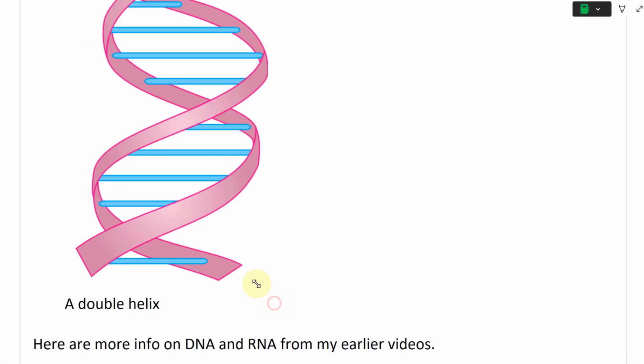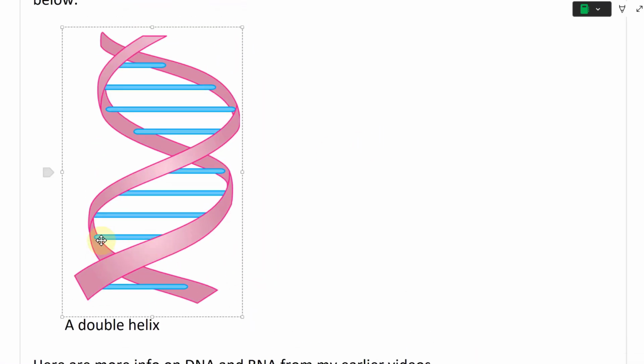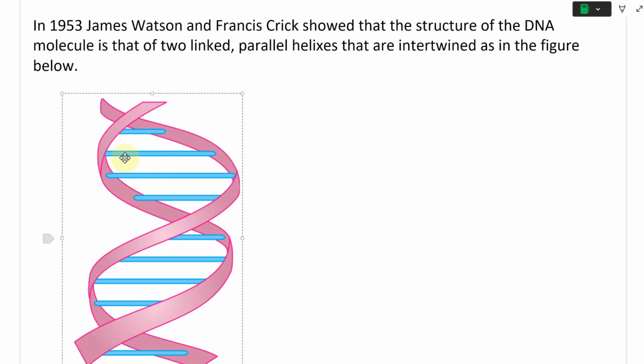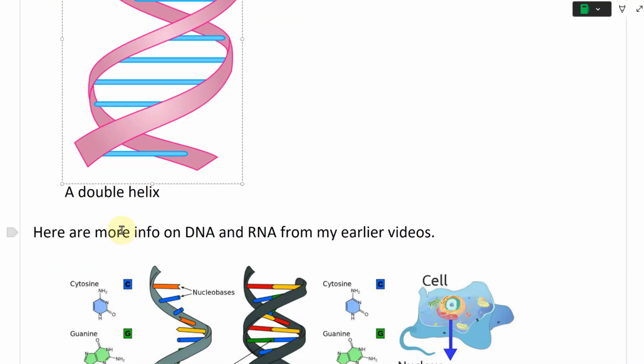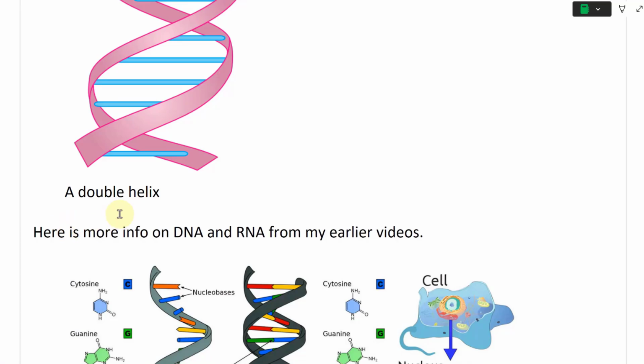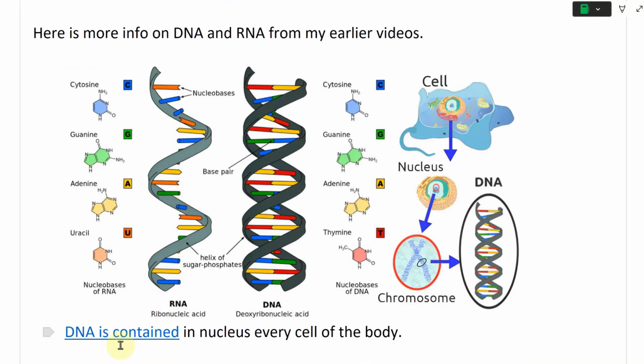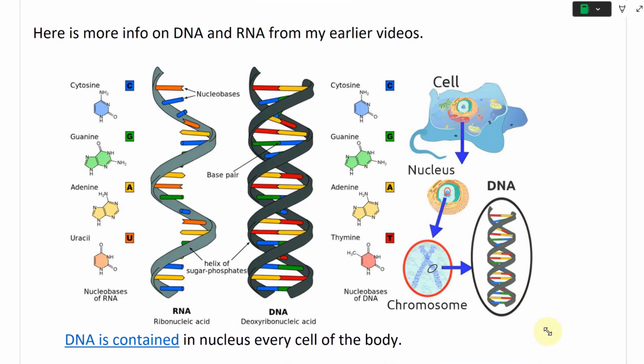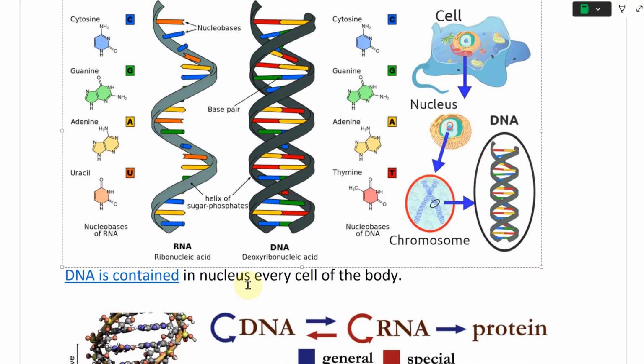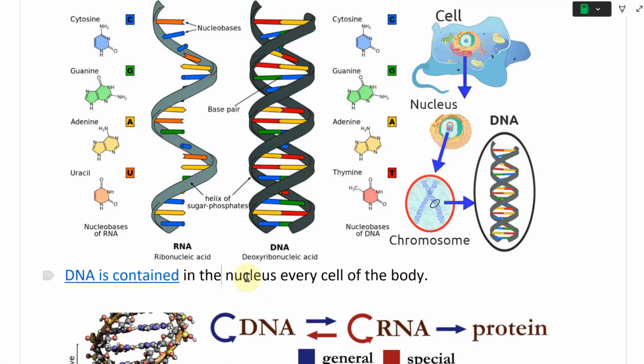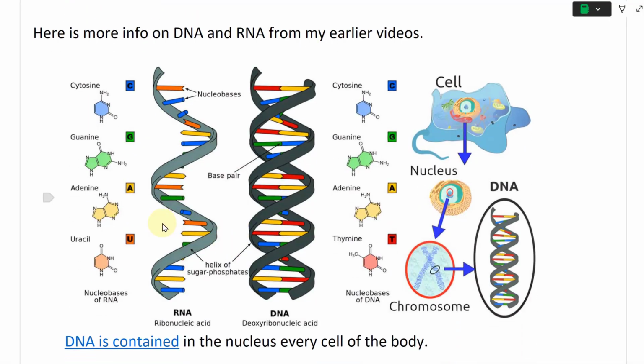So it's similar to that shape here, but now there's 2, and they're intertwined with these base pairs inside like that. So there's a double helix. And here is more info on DNA and RNA from my earlier videos, and here are links to them. And I just put the screenshots that I made because they're pretty epic screenshots. Yeah, so DNA is contained in the nucleus of every cell of the body, or at least most of them, and so on. I'm not sure of the specifics, but anyways, this is generally the case.